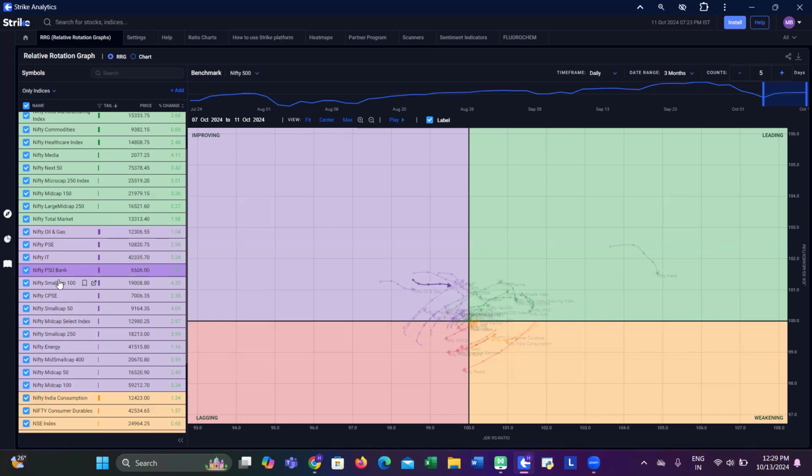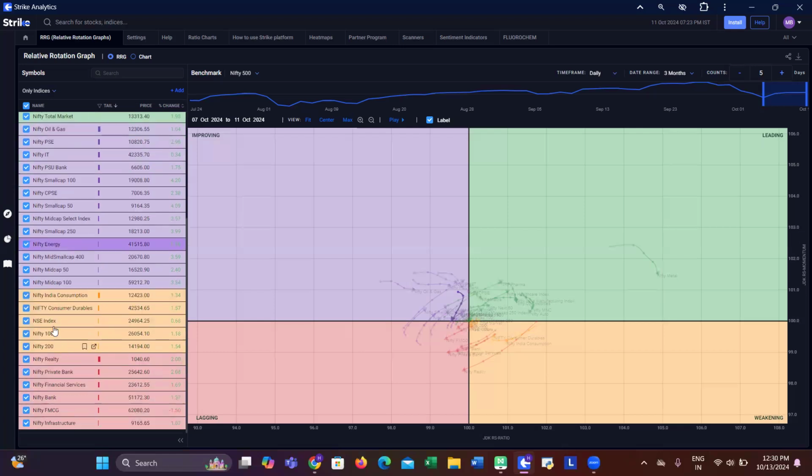PSU Bank on the daily chart, it is very stagnant at the moment. A slight improvement in the RS, not in the RS momentum. Nifty Small Cap getting into improving. Nifty CPSE getting into leading. Yeah, there's so much data that you can review by yourself, consumer durables.